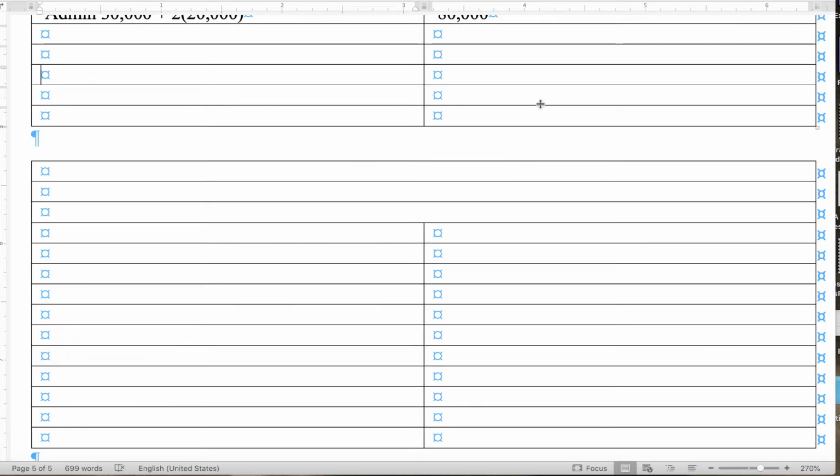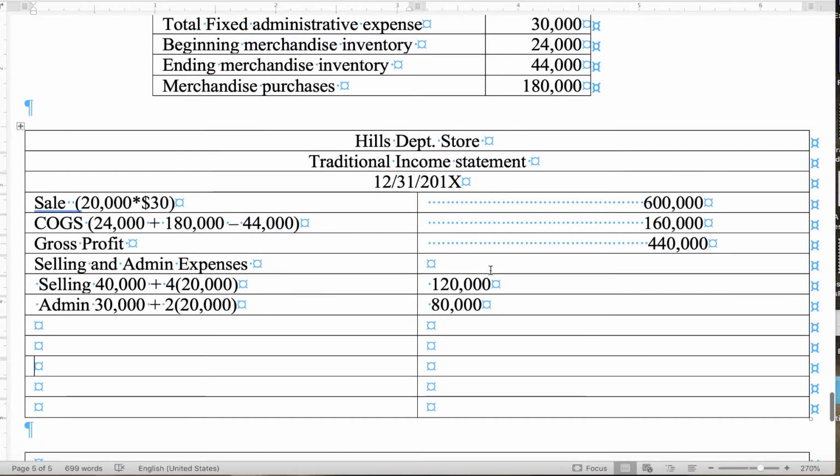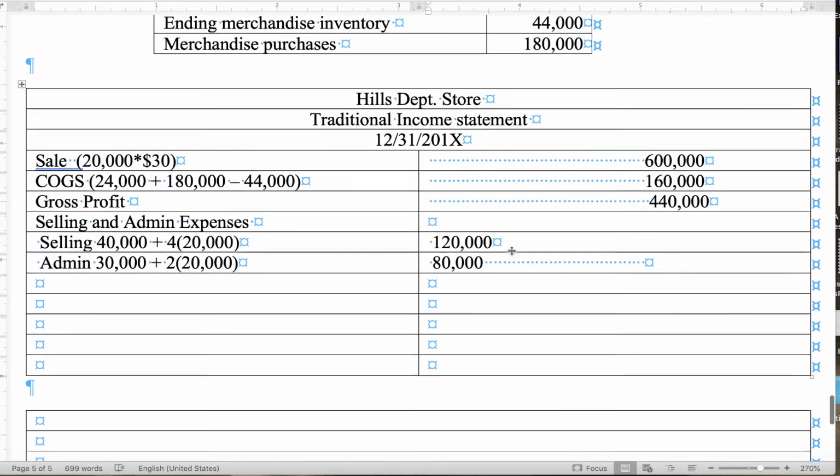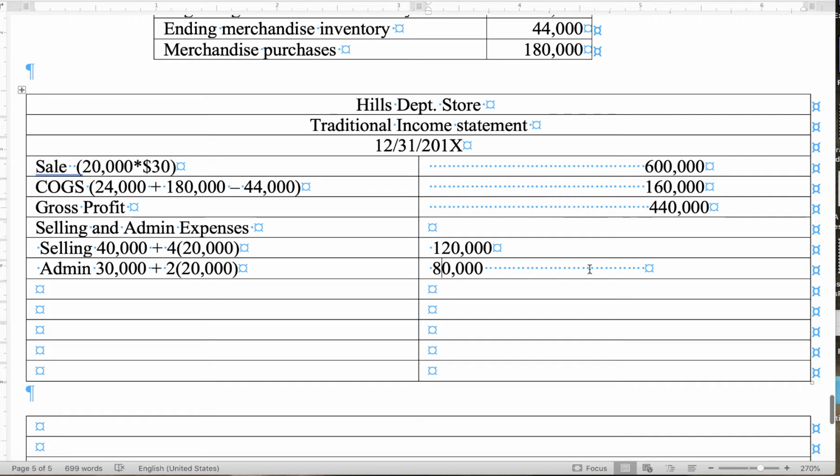So I can say then, oh, sorry about that. So I can say then that, and I'm just going to come over here. Sorry, I fat fingered a key there, didn't I? There we go, 70,000. So now I can add up the 120 and the 70. That'll give me my total selling and administrative expense, right? Which ends up being 190,000.